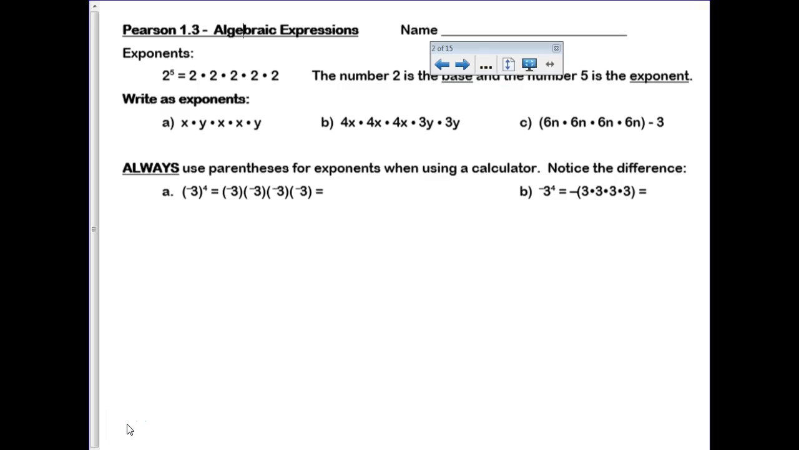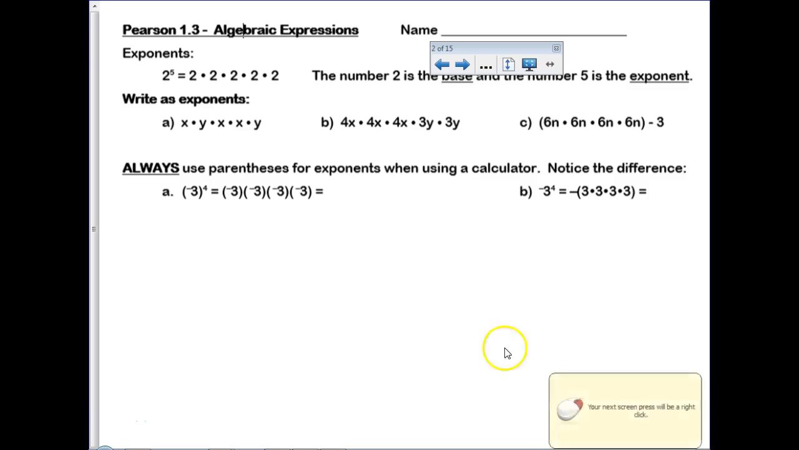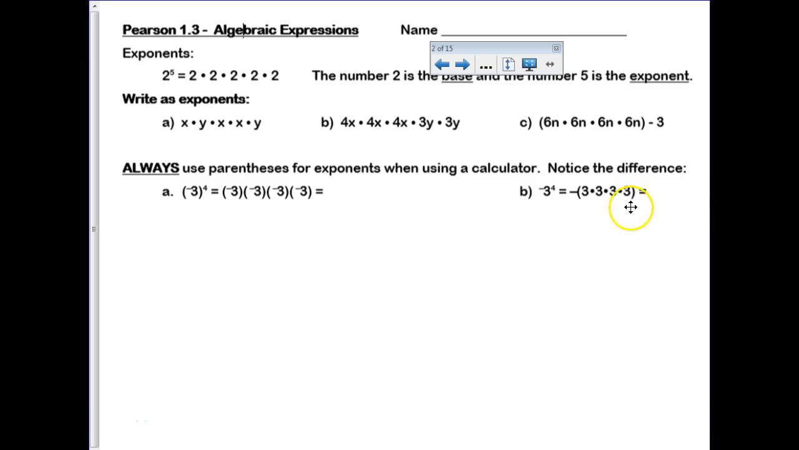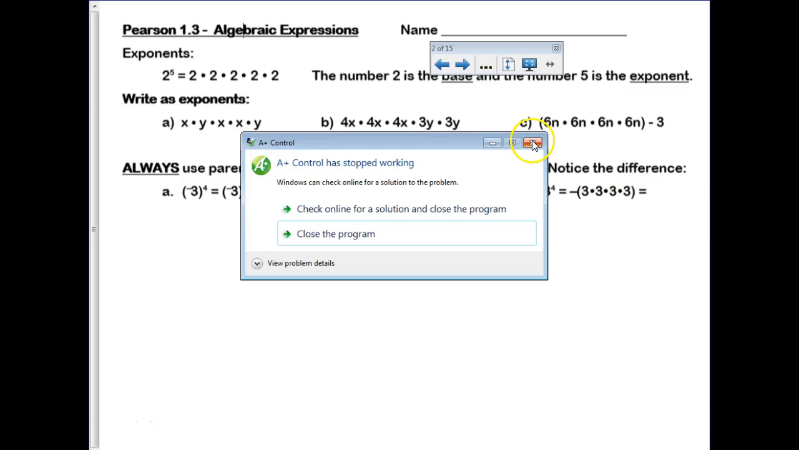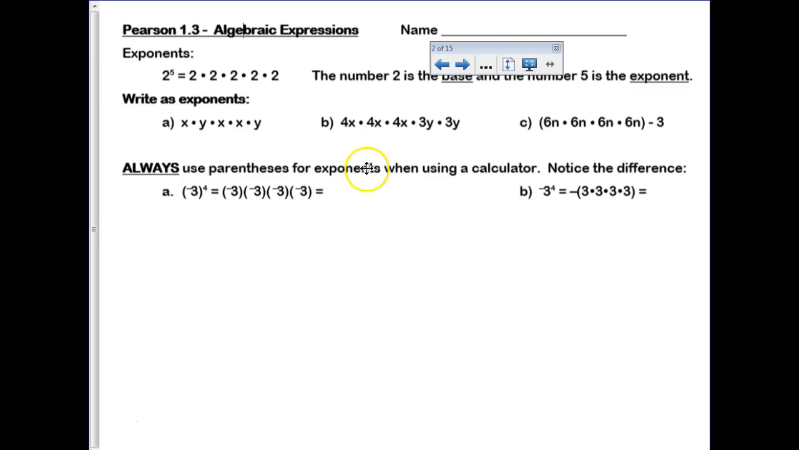Our first official lesson in Algebra 2, we're going to cover algebraic expressions, and this lesson is split into two parts. So this covers 1.3 Part 1, or A, which is just evaluating algebraic expressions and then simplifying them. So a little bit of vocab here at the beginning.